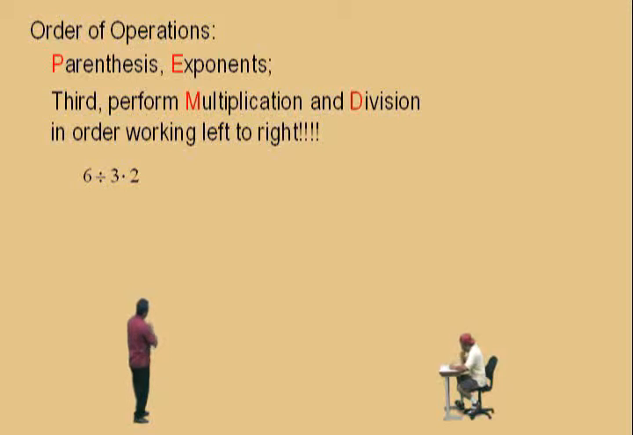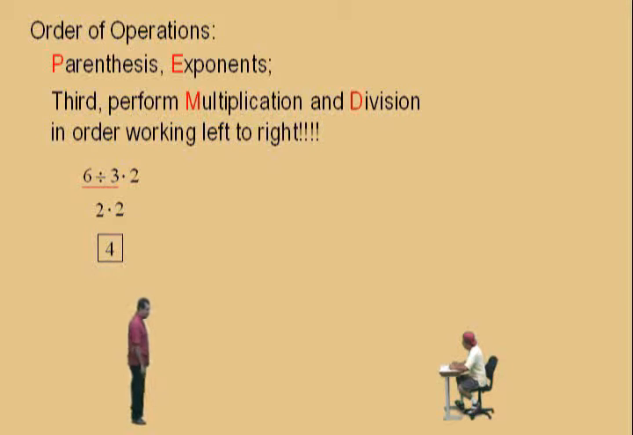Now, a common error is to do the 3 times 2 first, but order of operations says you do multiplication, division all at the same time, working left to right, whichever one comes first. Now, since the division is first here, we do the division. 6 divided by 3 is 2. Bring down our times 2. And now we can do the multiplication. 2 times 2 is 4. Be very careful with these.